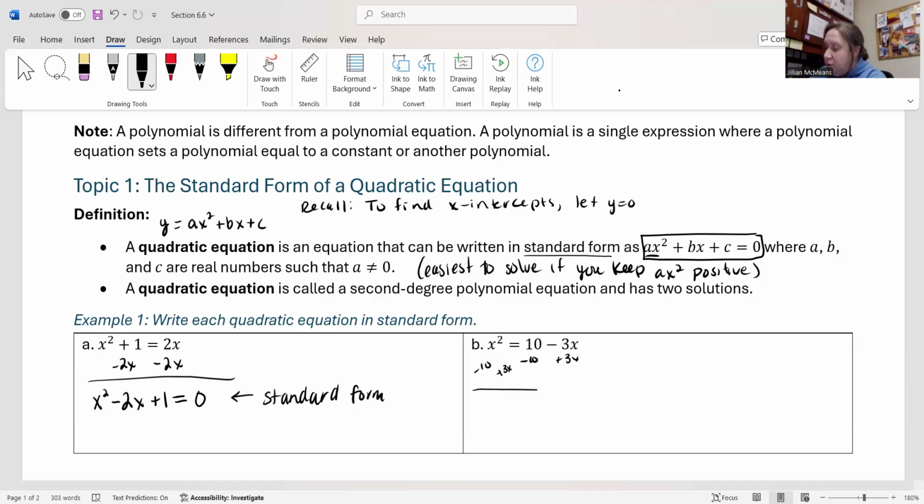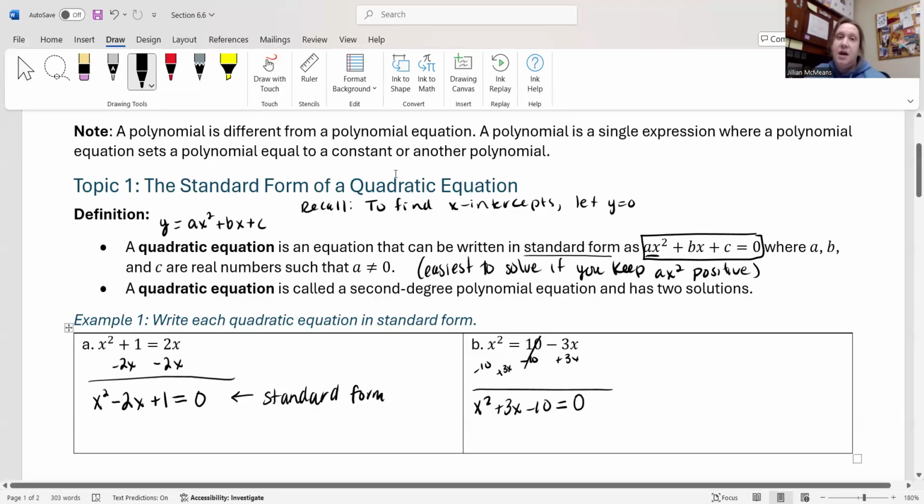So on the left-hand side, we'll go ahead and start there. We've got our positive x squared term. We now have a plus 3x. There's nothing to combine it with, so we just write that plus 3x. We also have a minus 10. There's nothing to combine that minus 10 with, so I just rewrite minus 10. And then notice on the right, well, 10 minus 10 is 0. Negative 3x plus 3x is 0. So my right-hand side really does simplify to 0. And now I've got the standard form version of this equation. And remember, it's easiest if you keep ax squared positive. When you're solving by factoring, what we're going to talk about in this particular worksheet, you must keep the ax squared term positive.